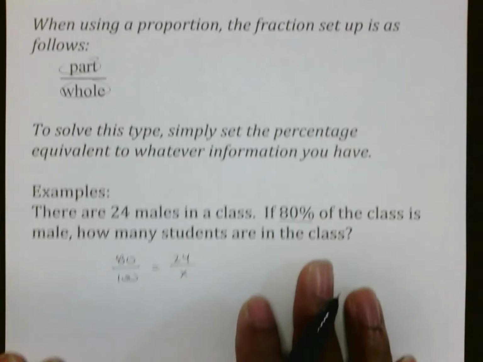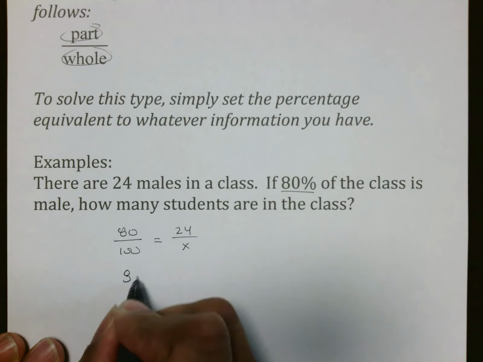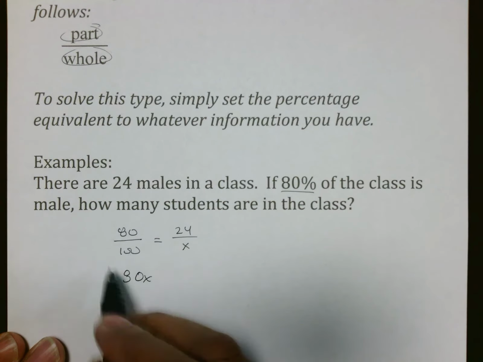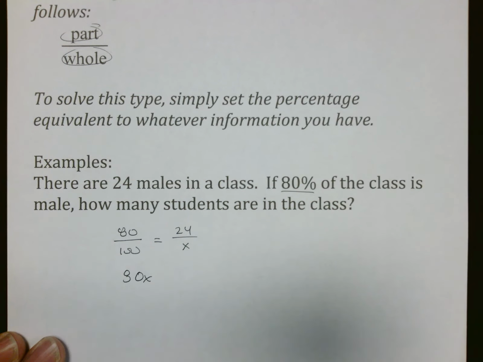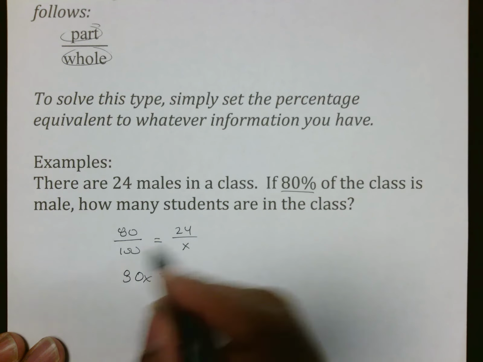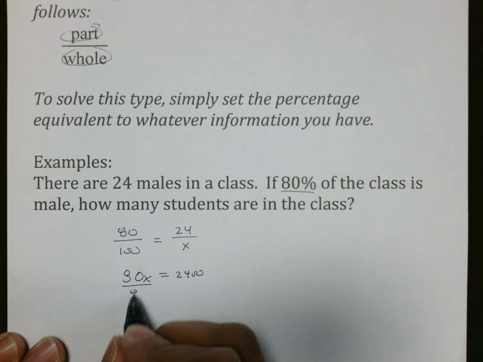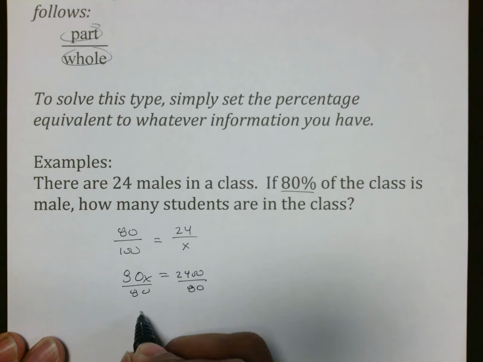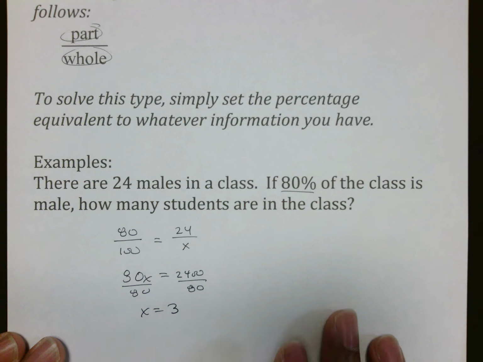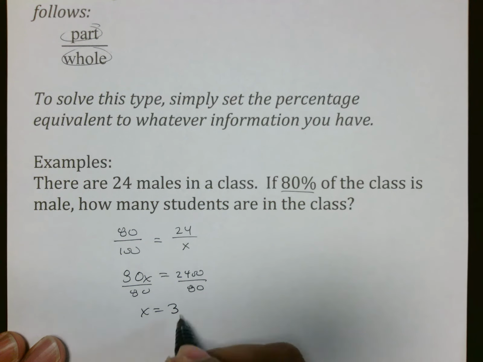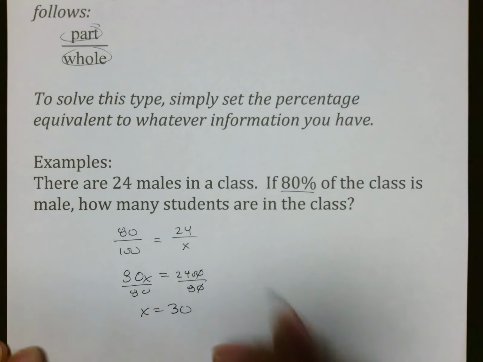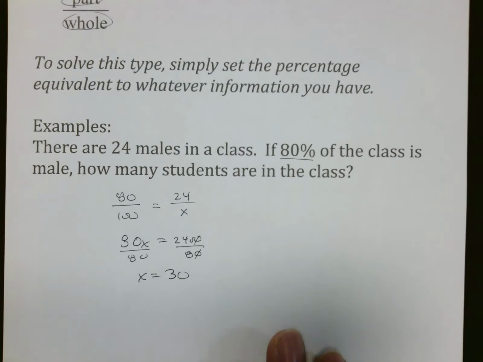This proportion, based off of what we did yesterday, now allows us to cross multiply. You don't need to do the 80 meets x, 100 meets 24, because I think you're probably good enough to do 80x equals 2400. We then divide by 80, getting x equals 30. Sorry, I tried to do it in my head. There we go. But x would be 30, and that would be how many people are in the class.